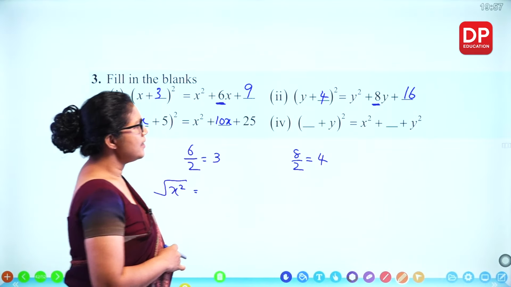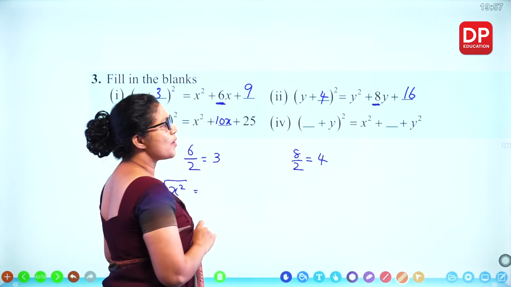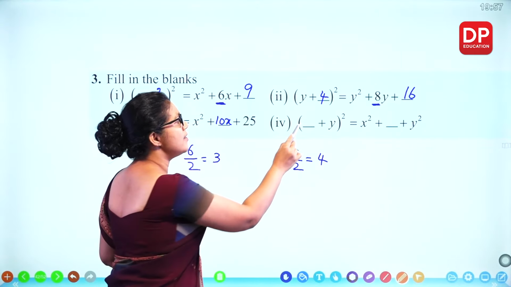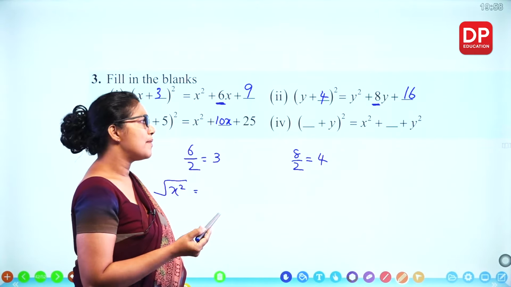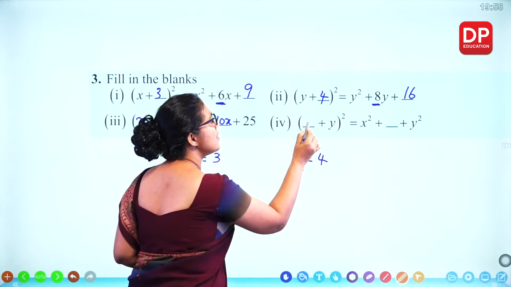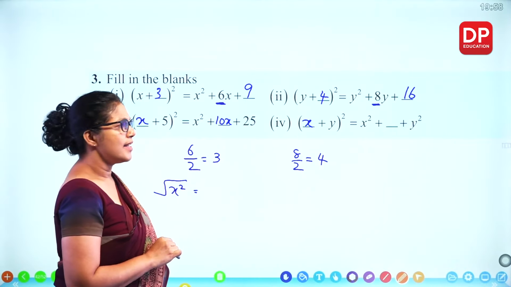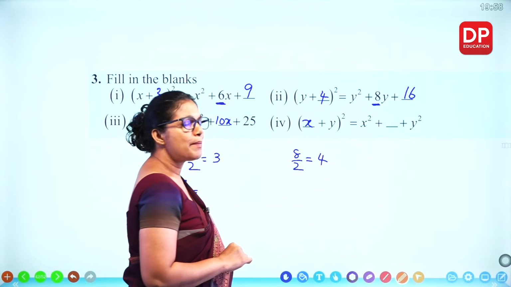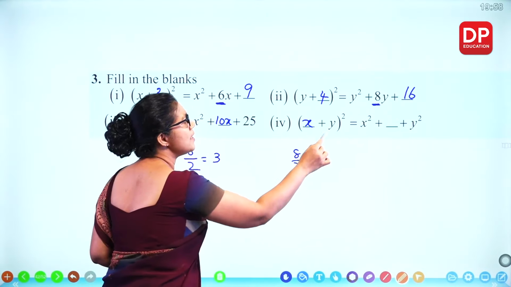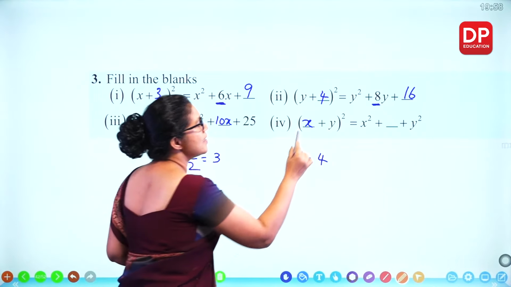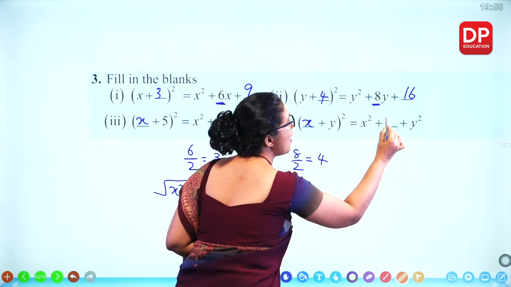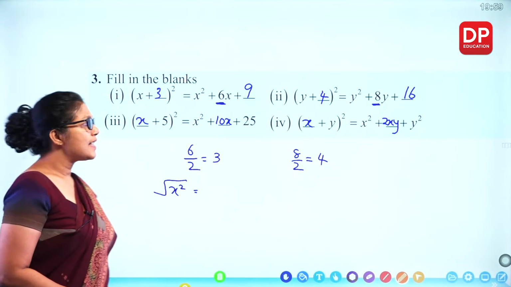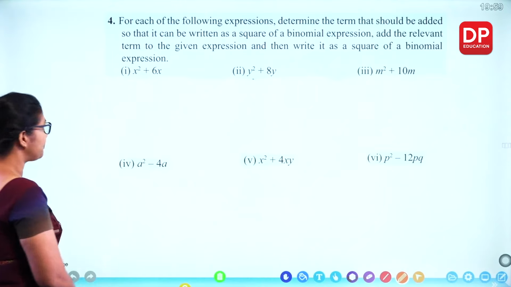What about this one? You have given first term, square number of the first one. If this is x squared, you can easily find out this number, square root of x squared. What is square root of x squared? It's x. You know these two numbers, how you find out the middle term? Double of the product of these numbers. So 2 times x times y, you get 2xy. We'll take the next question.